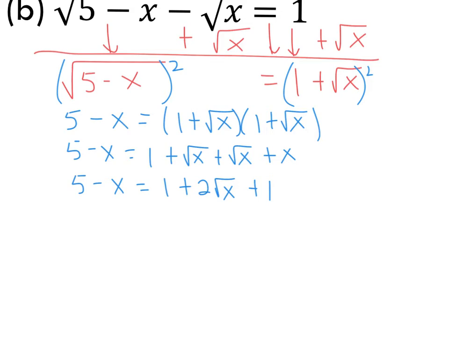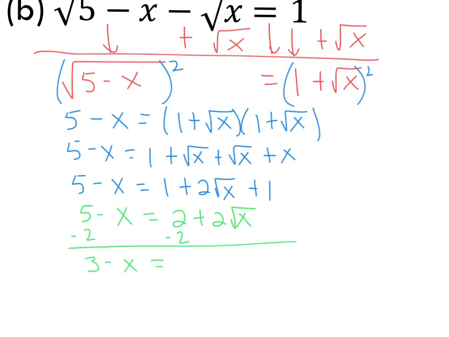Okay, so first thing we're going to do is combine like terms on the right hand side. And I'm going to subtract 2. So we'll have 3 minus x equals 2 square root of x.